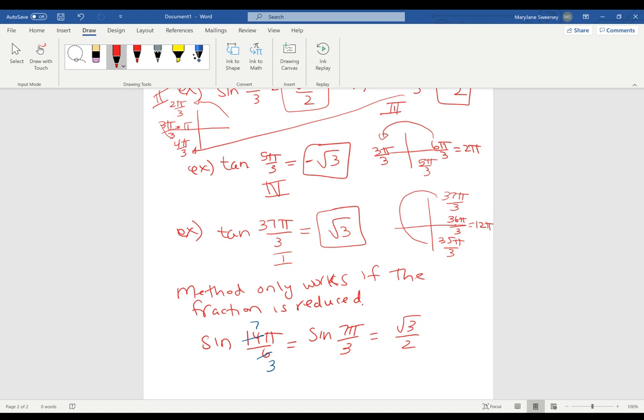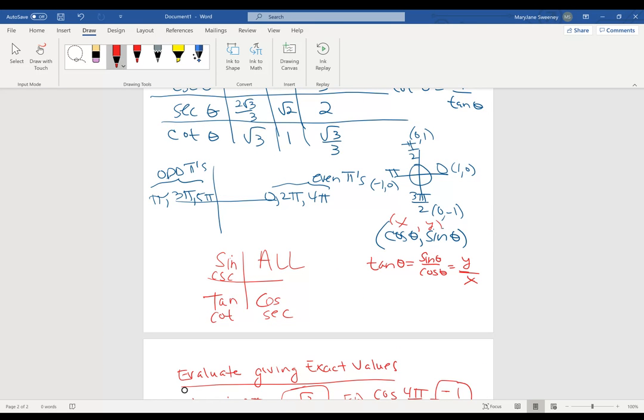And then where is 7 pi over 3? Well, I want to think 6 pi over 3 is here at 2 pi on the line. So 7 pi over 3 is in quadrant 1. Everything's positive in quadrant 1.